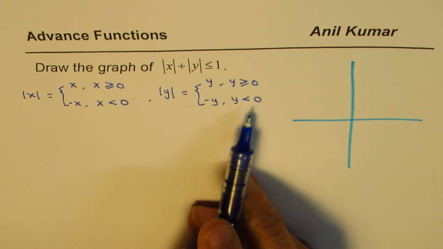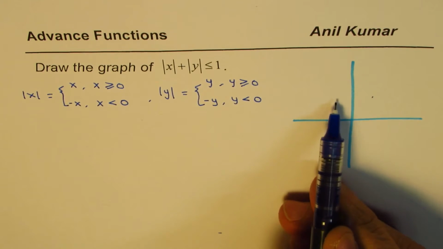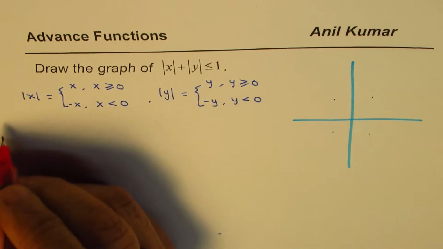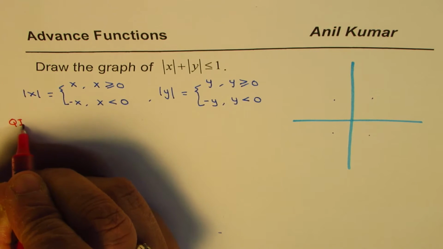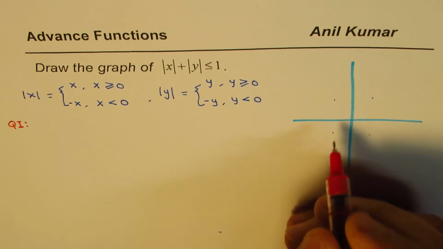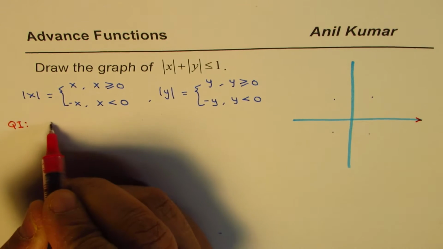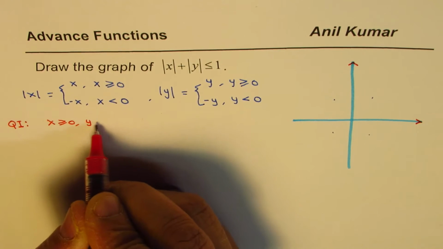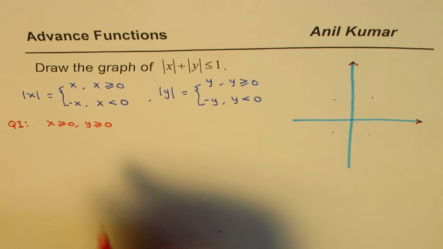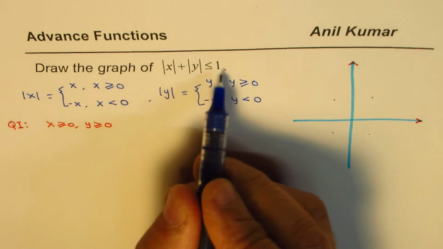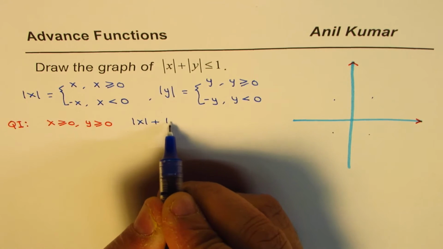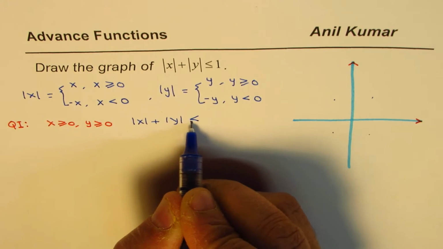Now that gives us 4 conditions, right? Depending on in which quadrant we are working. So that is how we are going to solve it. So let's work in quadrant 1 first. In quadrant 1, the condition is that x is greater than or equal to 0 and y is also greater than or equal to 0, right? So in quadrant 1, what will be this equation? We are working with this equation, absolute x plus absolute y less than or equal to 1.